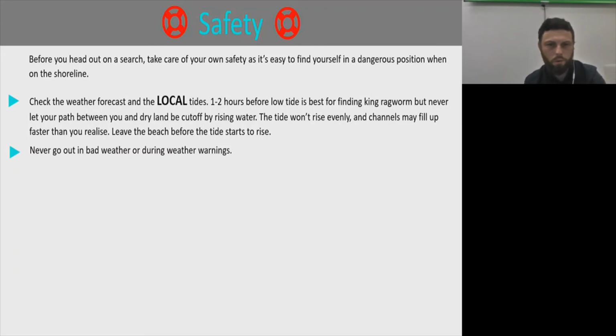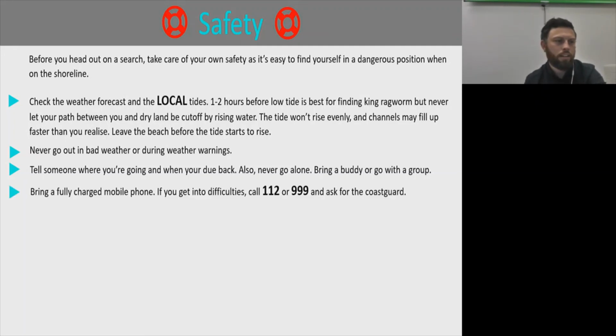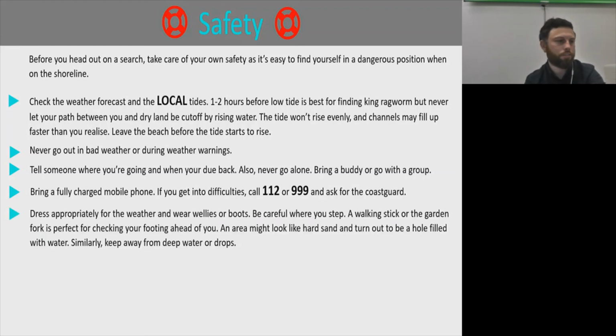Never go out in bad weather or during weather warnings, for obvious reasons. Tell someone where you're going and when you're due back. Also, never go alone. Bring a buddy with you or go with a group. It just adds to the experience. Bring a fully charged phone. This way, not only can you take some photos of whatever you find, if you get into difficulties, you can call 112 or 999 and ask for the Coast Guard.